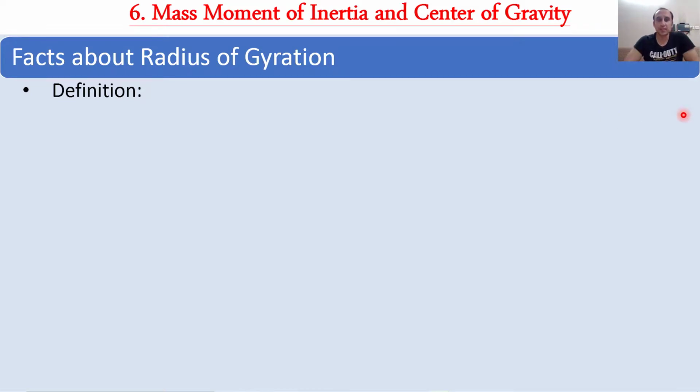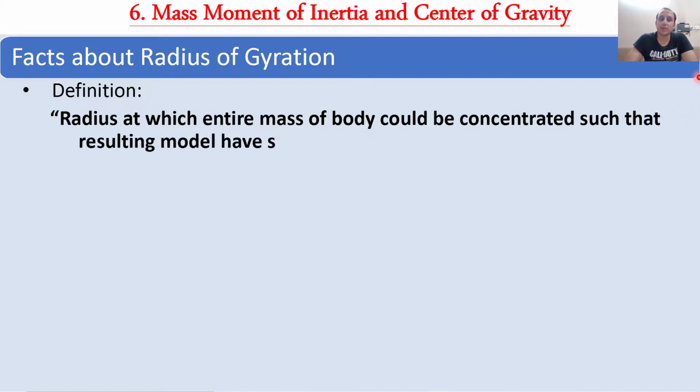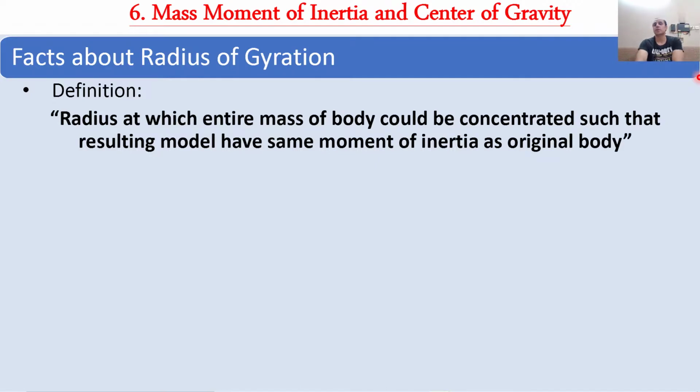The next topic is radius of gyration. First of all, we will discuss the definition of radius of gyration. What is the definition? It is the radius at which the entire mass of a body could be concentrated such that the resulting model has the same moment of inertia as the original body. That is the radius of gyration.